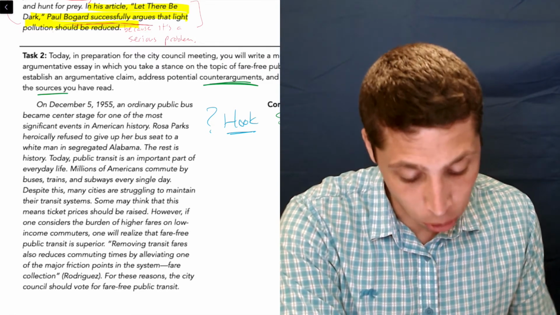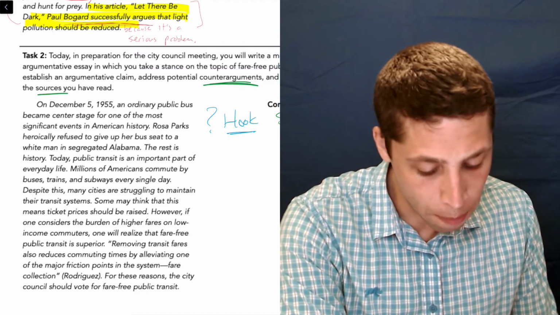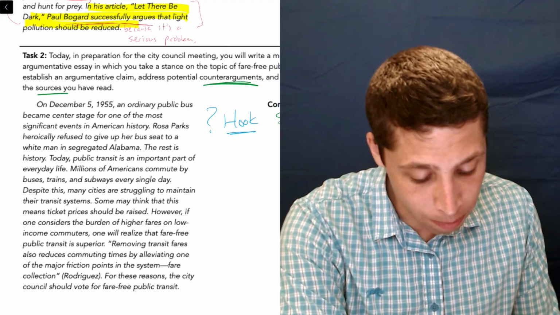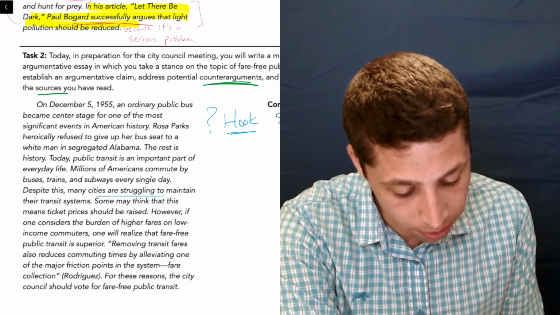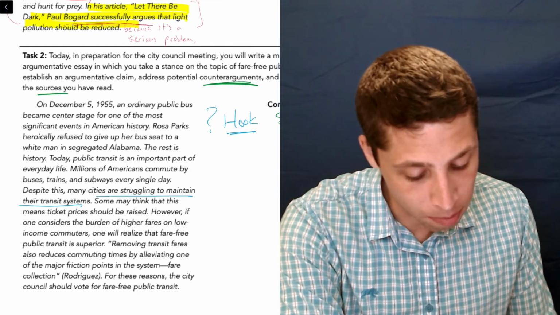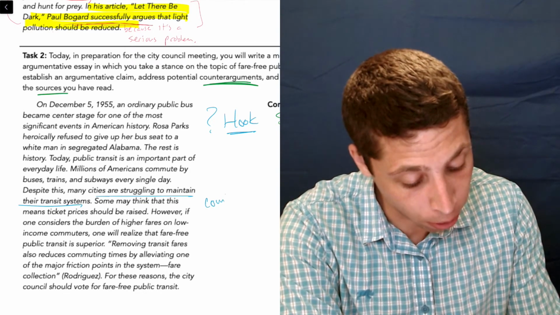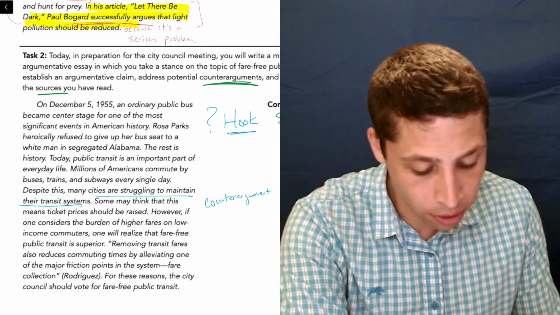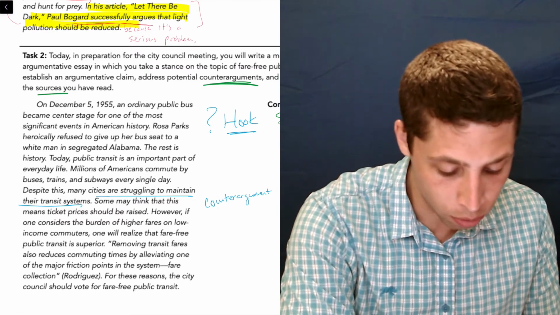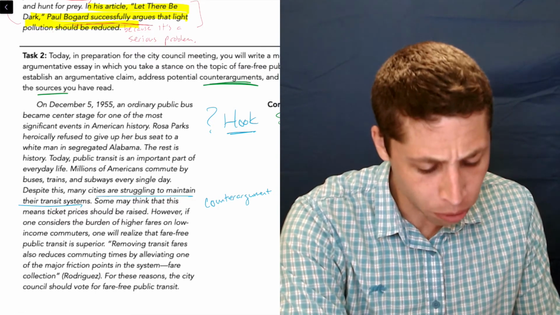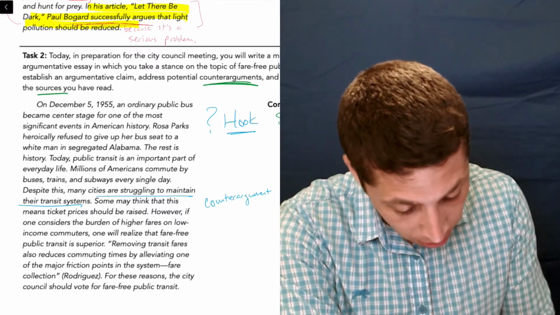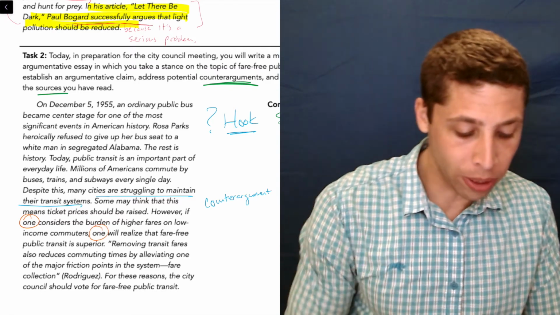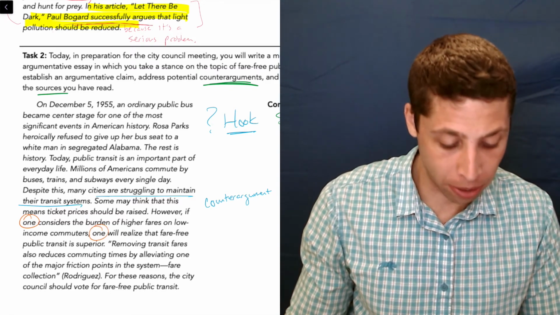Today, public transit is an important part of everyday life. Millions of Americans commute by buses, trains, and subways every single day. All right, seems a little bit more on target. Despite this, many cities are struggling to maintain their transit systems. Okay. Some may think that this means ticket prices should be raised. That sounds like a counter-argument. Right, so okay. However, if one considers the burden of higher fares on low-income commuters, one will realize, see, this is why I hate that word, one. If one considers the burden of higher fares on low-income commuters, one will realize that fare-free public transit is superior.